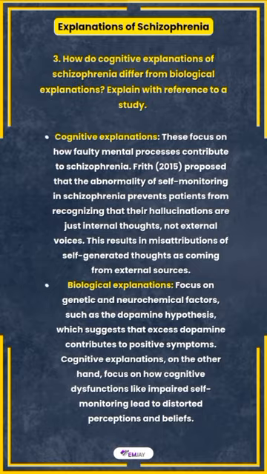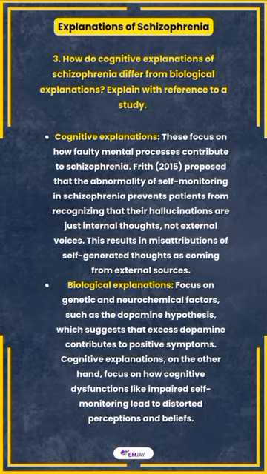Explain with reference to a study. Cognitive explanations. These focus on how faulty mental processes contribute to schizophrenia. Frith 2015 proposed that the abnormality of self-monitoring in schizophrenia prevents patients from recognizing that their hallucinations are just internal thoughts, not external voices. This results in misattributions of self-generated thoughts as coming from external sources.